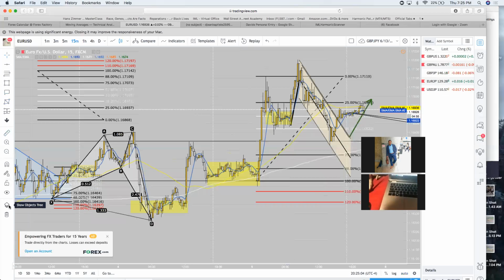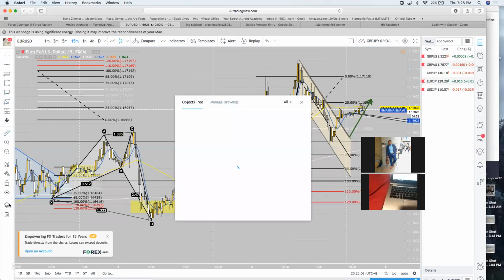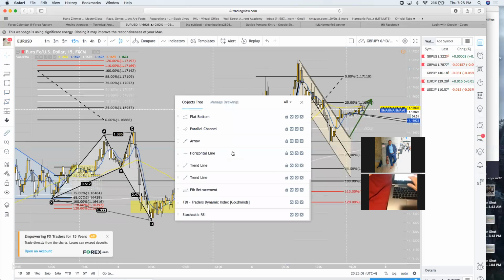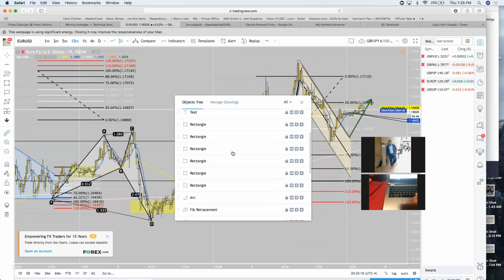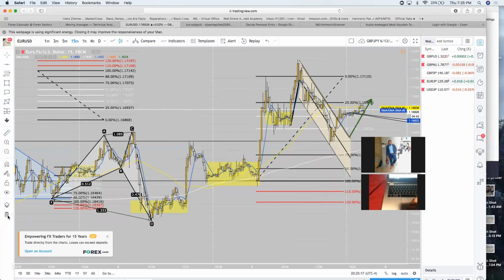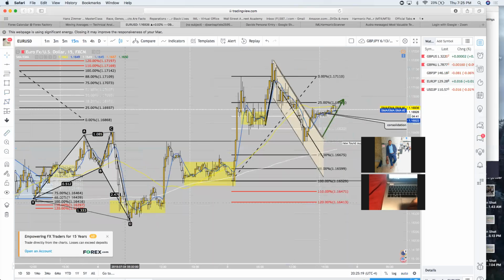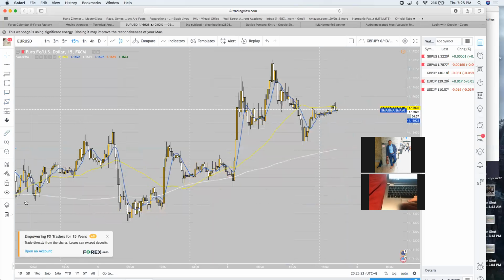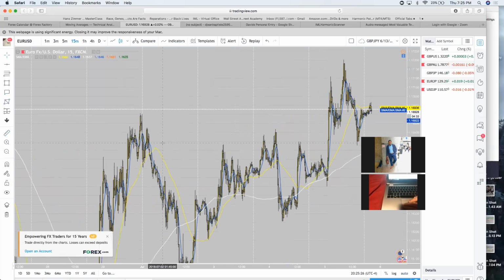All right. So if you click on show object tree, this shows you all the objects that you have on your page. All right. And once you want to clean the whole entire chart, you just simply click delete, and everything is gone. And this is how you use TradingView for now.